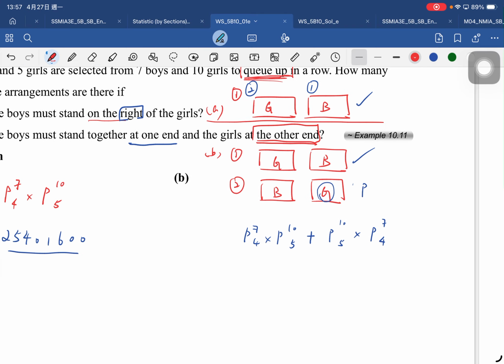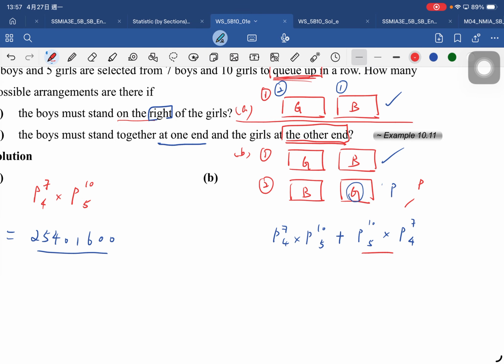Maybe some of you ask me, can you just use multiplication? Because these 2 expressions are exactly the same. Of course, yes. That means it looks like arranging the 2 groups. The boys are tied together, and the girls are tied together. There are 2 objects to exchange, so how many arrangements? 2 factorial. So you multiply by 2, or 2P2 also works. Okay. So now you just multiply the answer in part A by 2. This is the answer. Okay.